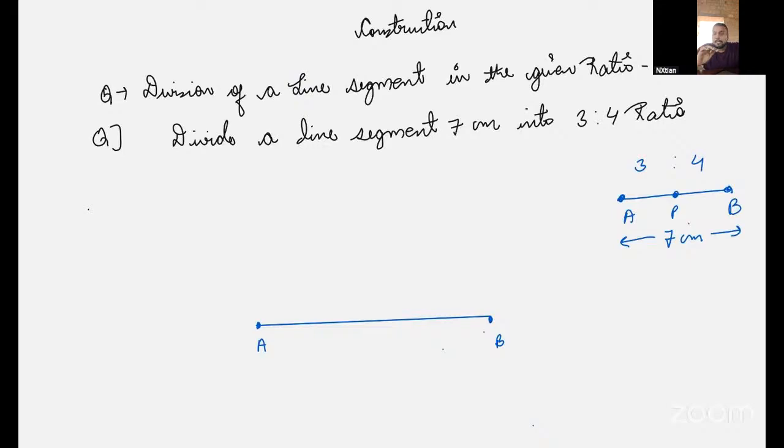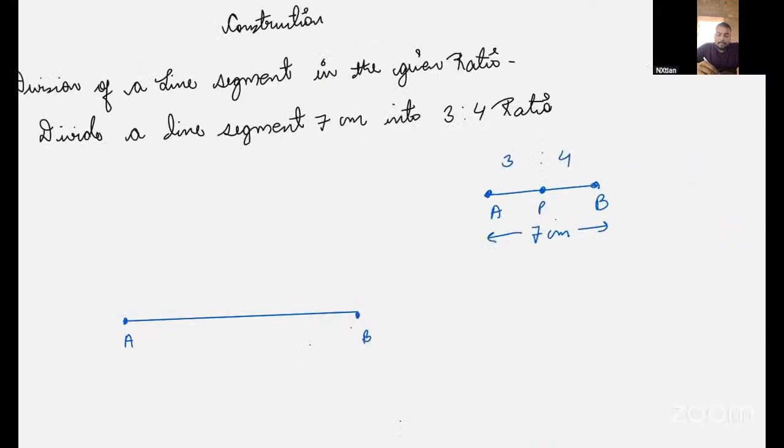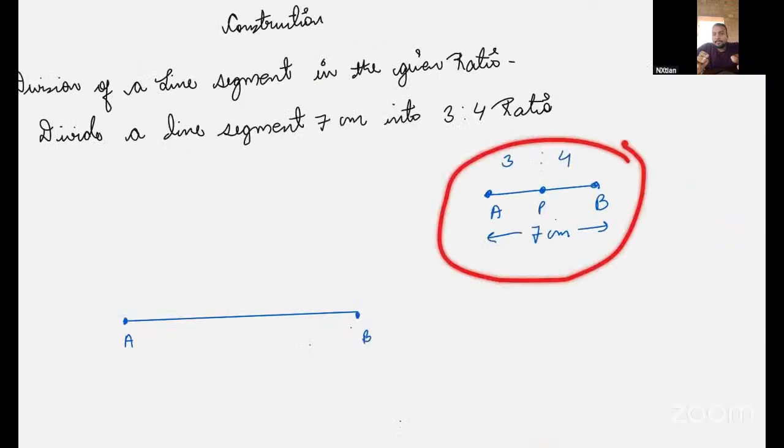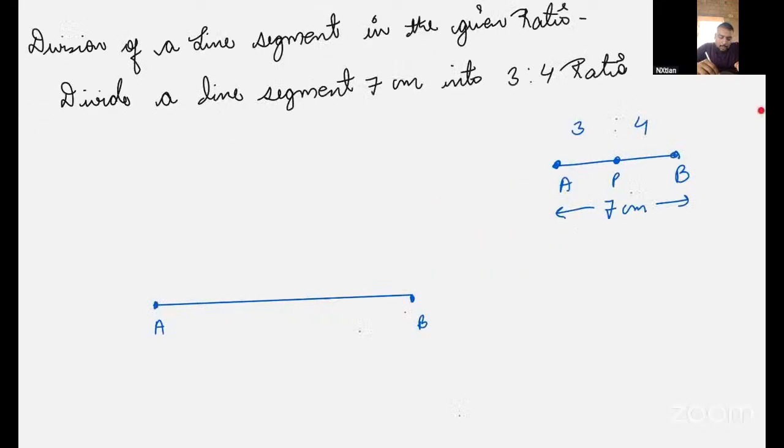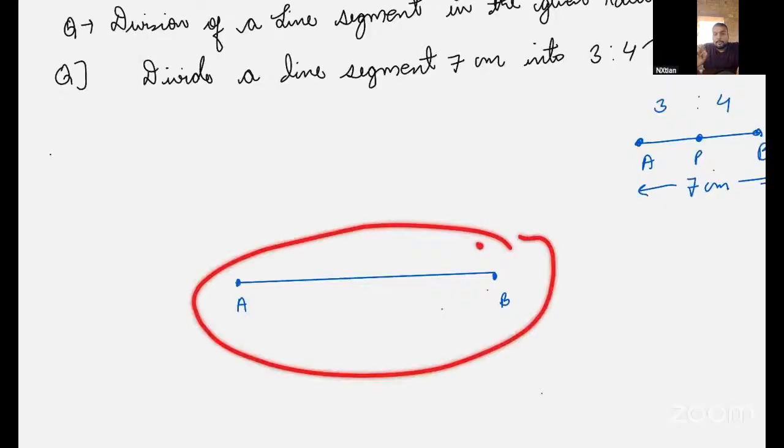You cannot take 4 centimeter, 5 centimeter. You have to take 7 centimeter. But in the rough diagram, you can make 3.5, 3.2, or whatever measurement. But in the actual diagram, you have to take the fixed measurement.